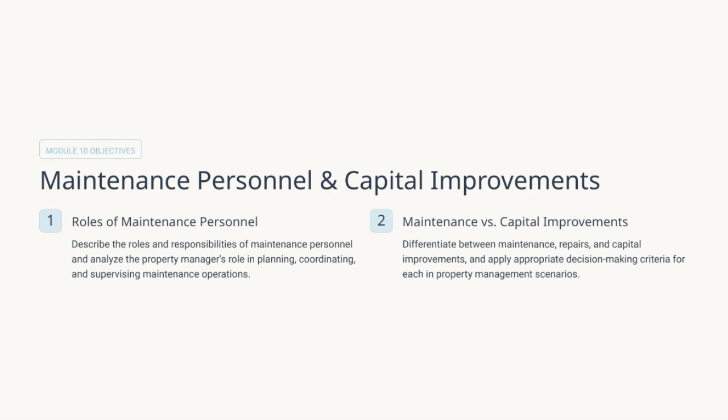Next, we'll look at the roles and responsibilities of maintenance personnel. They are the frontline team handling day-to-day tasks to keep the property operational. As property managers, our role is to plan, coordinate, and supervise these activities effectively. This means setting priorities, ensuring proper training, and maintaining a schedule that minimizes disruption for tenants. By doing so, we ensure that maintenance is efficient, cost-effective, and aligned with the overall goals of the property.